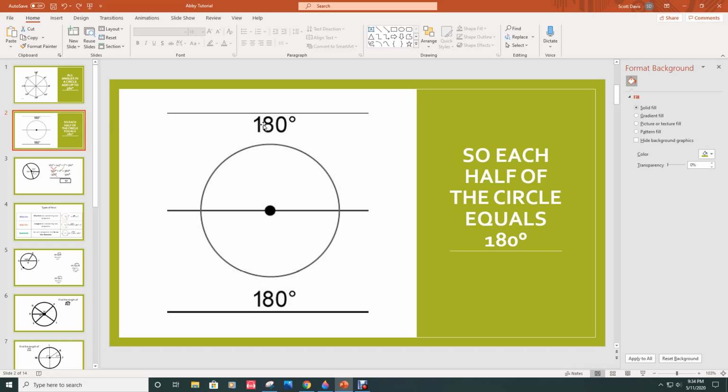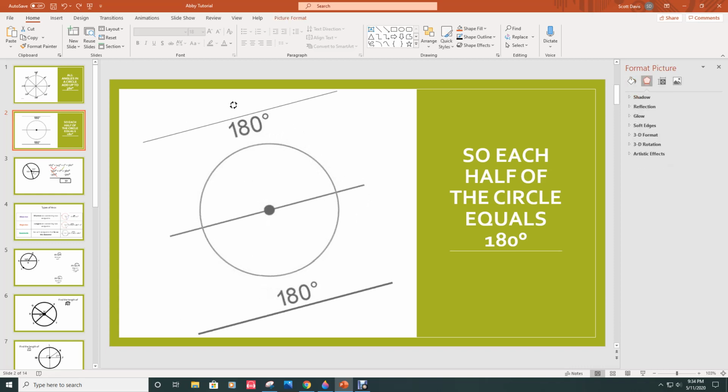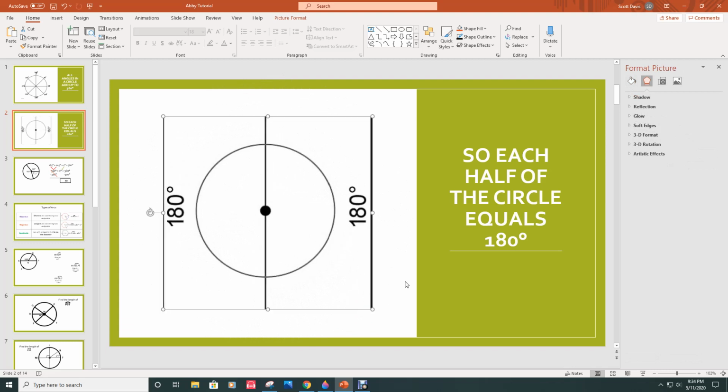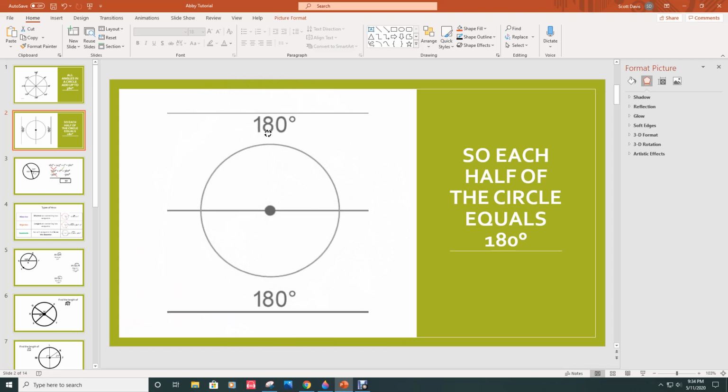So even if it was divided this way, it would be 180 on this side, 180 on this side, or the way this circle is, it's 180 here, 180 here. Wish I could turn this. There you go. Where you've got half of your circle is 180, okay?